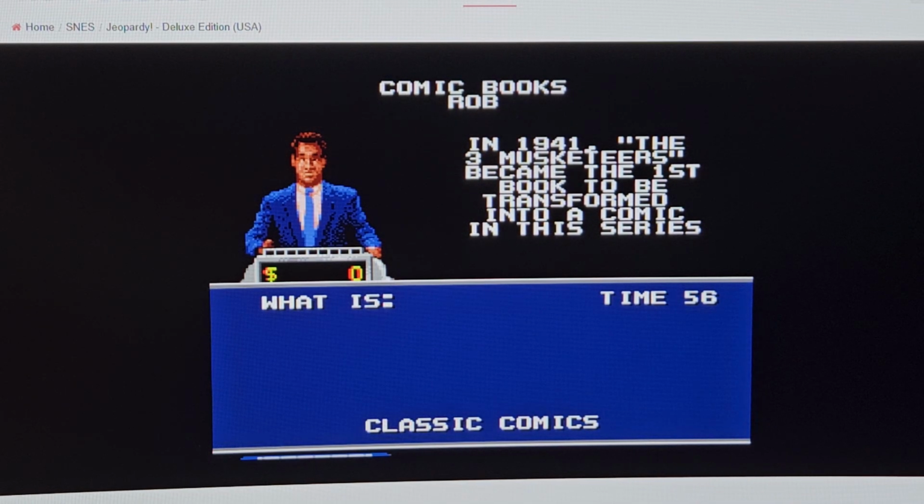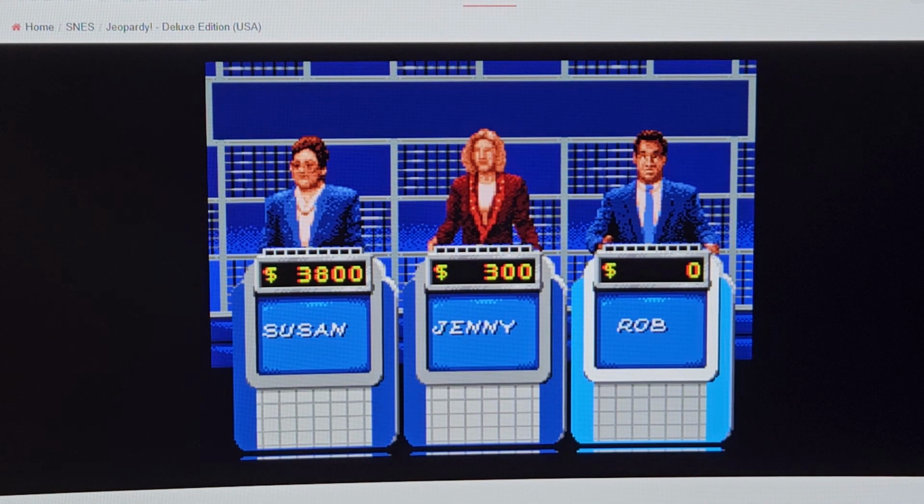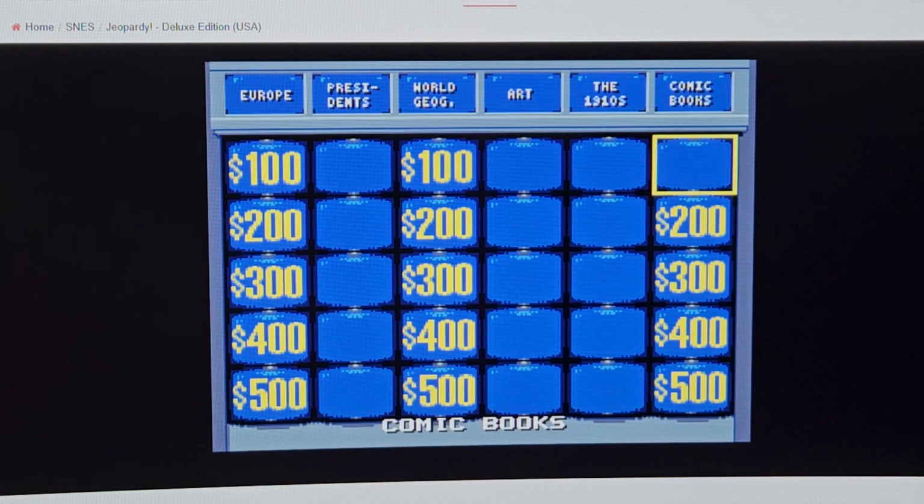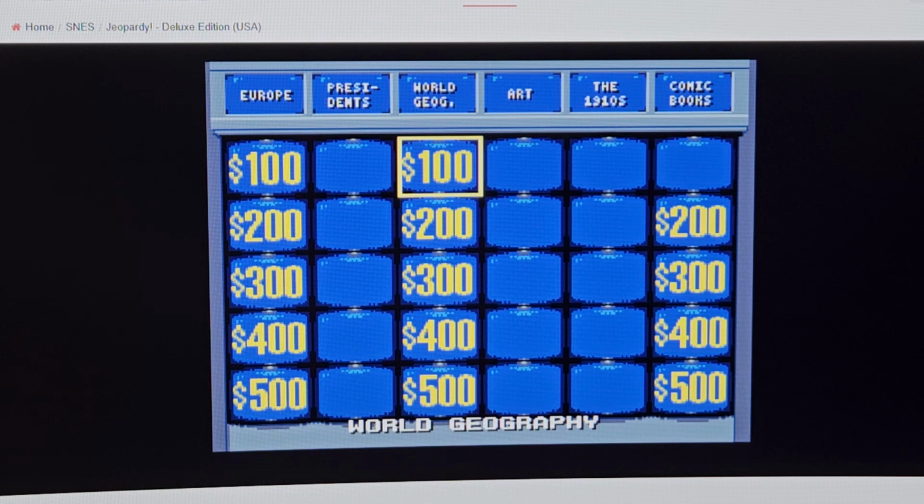Oh, I could have forgotten the other. I should have gone with classic comics. But Rob's in the game. Where are you going? We're going with world geography for 100.